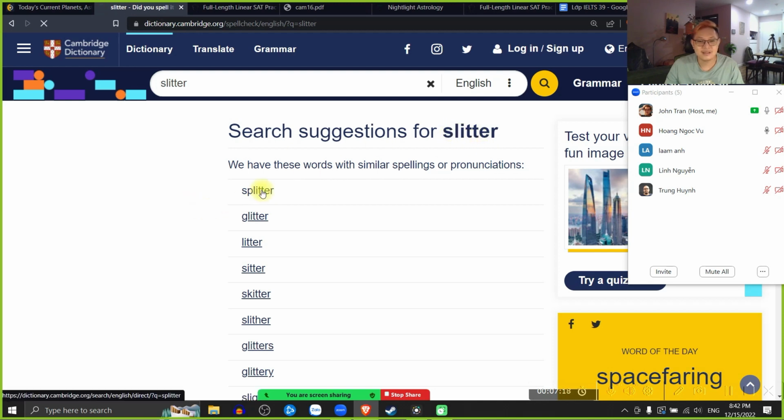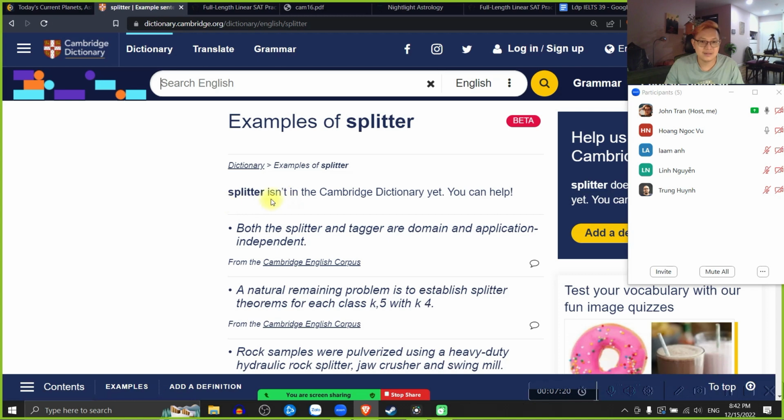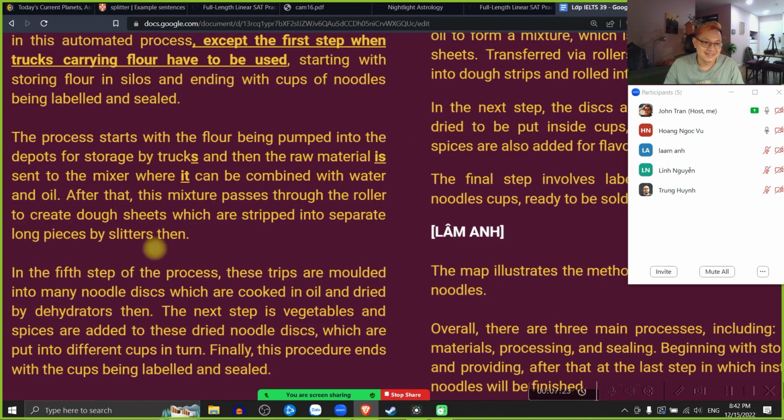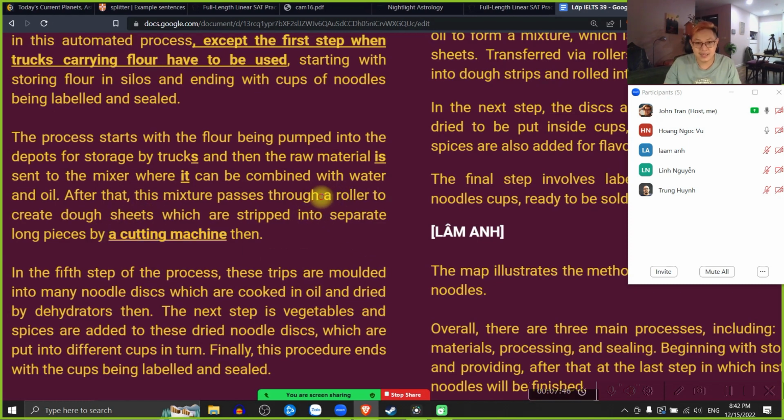Split là tách rời ra. Splitter is not in the Cambridge dictionary yet. So I think the right word here is cutting machine. Yeah. Máy cắt đi. Let's just say a cutting machine. Yeah, okay. Vậy cho mọi người dễ hiểu. And here you mentioned roller for the first time, so a roller. Mình phải dùng a để mình nói cái roller là đầu tiên. A roller, một cái roller. By a cutting machine then. Dạ rồi.